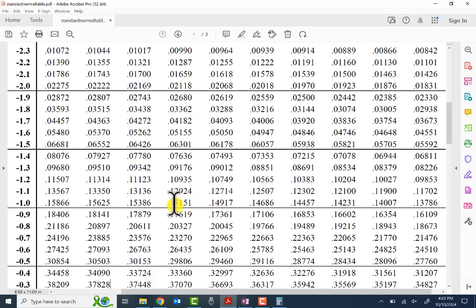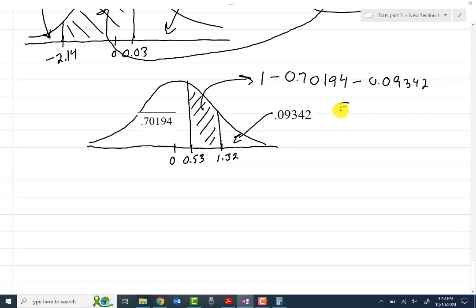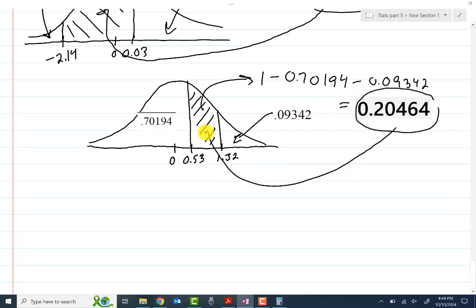1.3012, that guy there. That is that area inside of there. To get our region in here, I do the same thing as I have all the other ones. 1 minus 0.70194 minus 0.09342. And that is our area that corresponds to the in-between part.